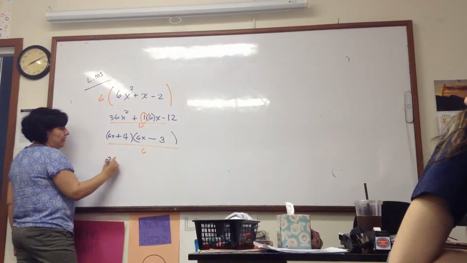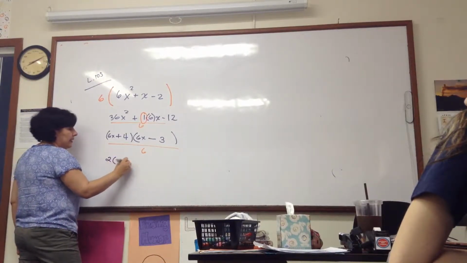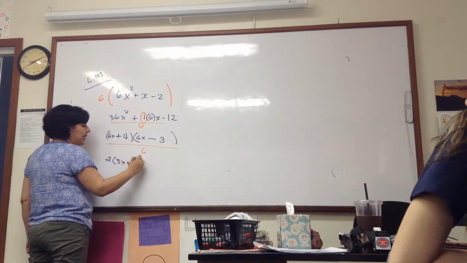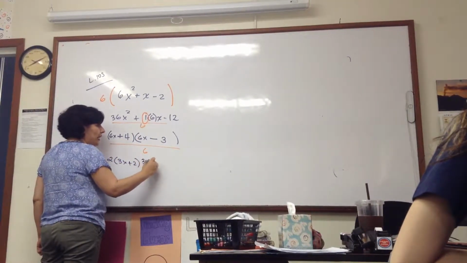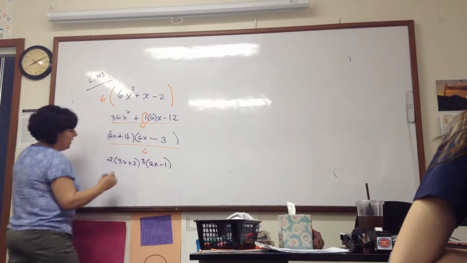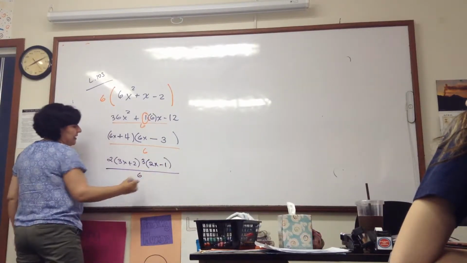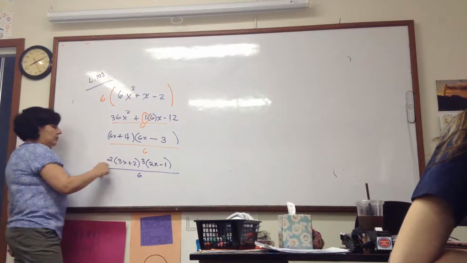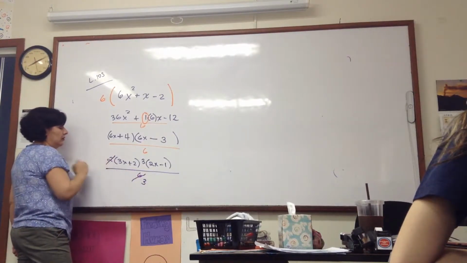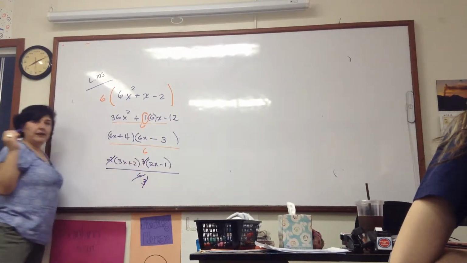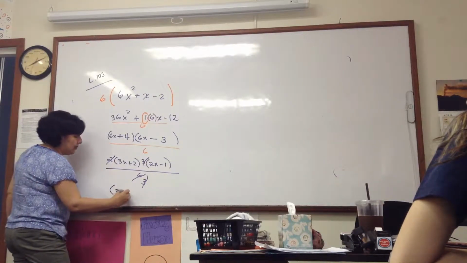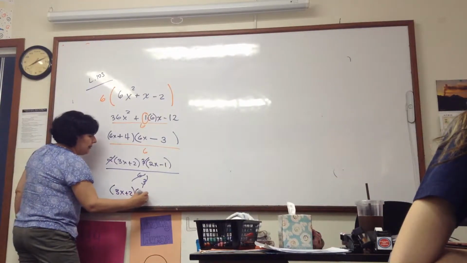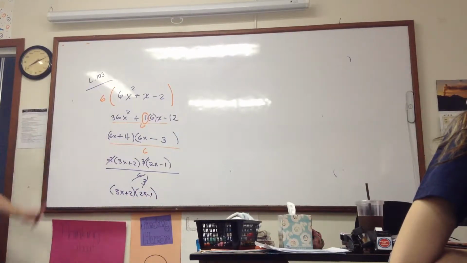So I put 2, and this would be 3x plus 2. And this one has something in common, the 3. And this would be 2x minus 1. Okay. And now I have it divided by the 6, correct? It goes away. And I am left with 3x plus 2, 2x minus 1. And that is my factored thing up there, okay?